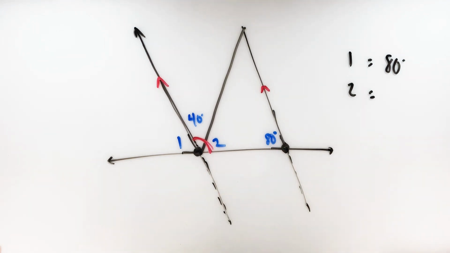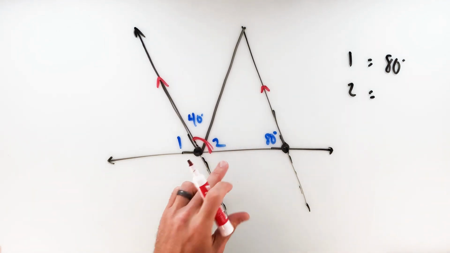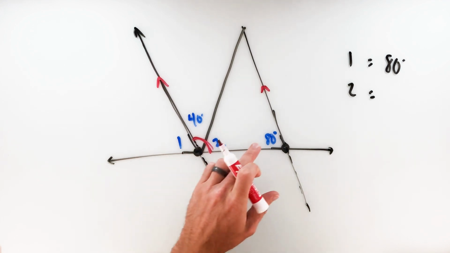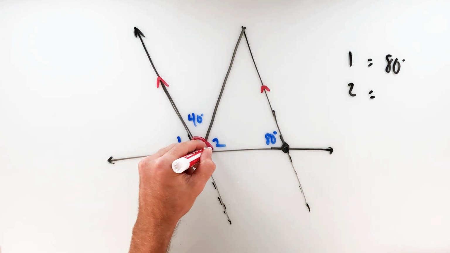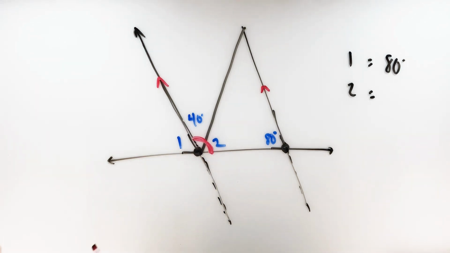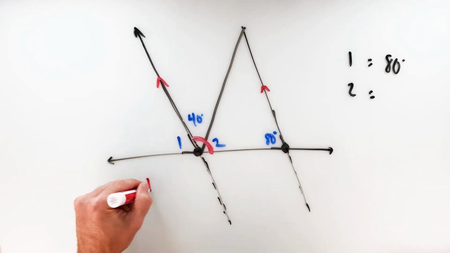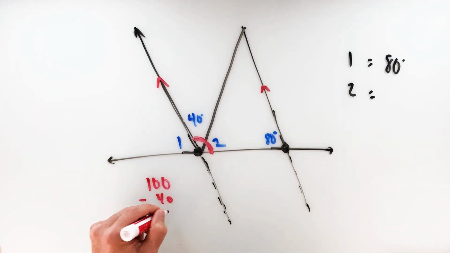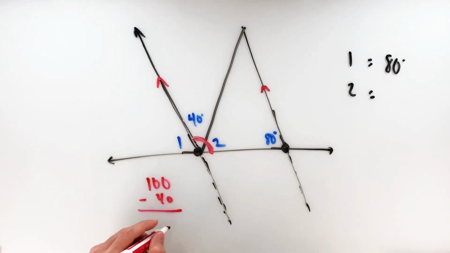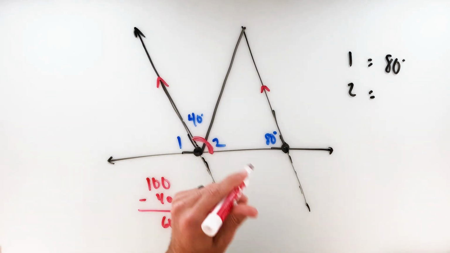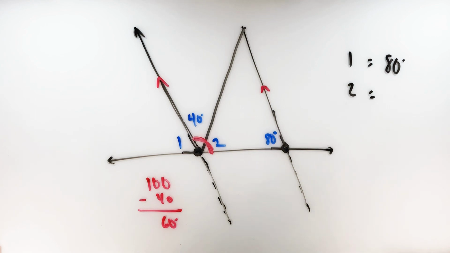So this angle being 80, same side interior being 180, 180 minus 80 is just 100. So I know that these two angles together have to make 100 degrees. And if I take 100 minus 40, what's left over for angle 2? It's going to be 60 degrees. So angle 2, 60 degrees.